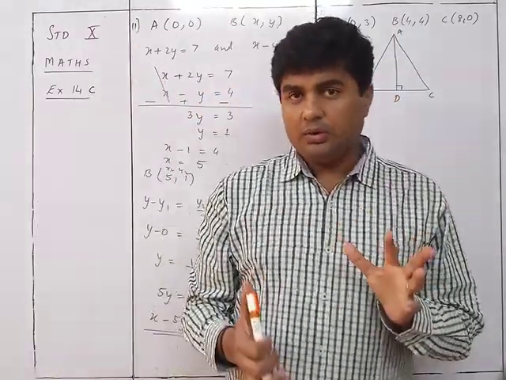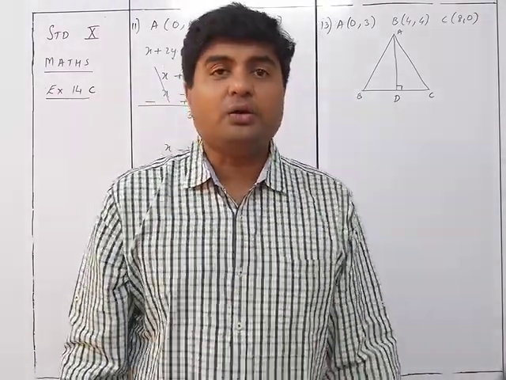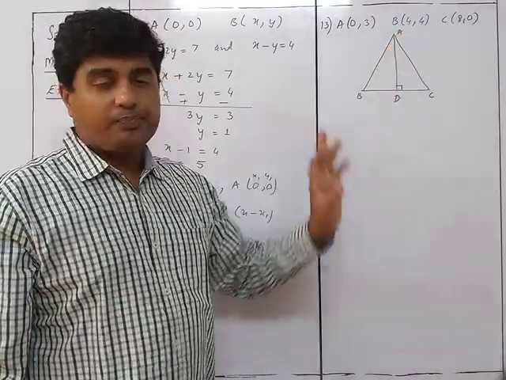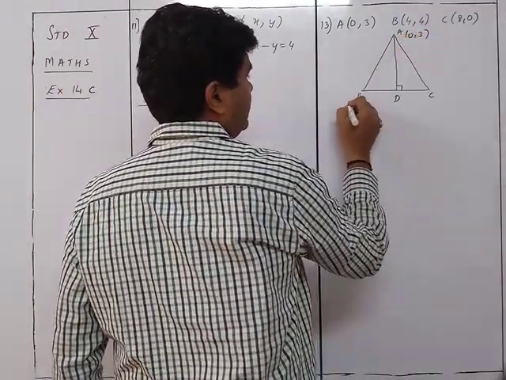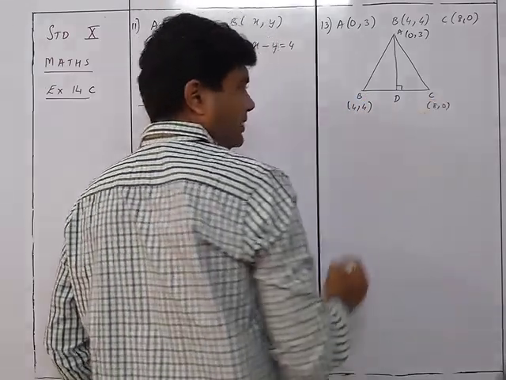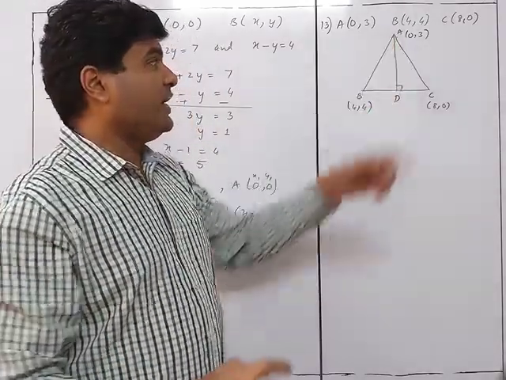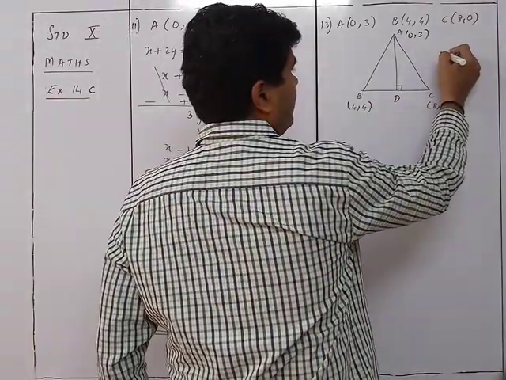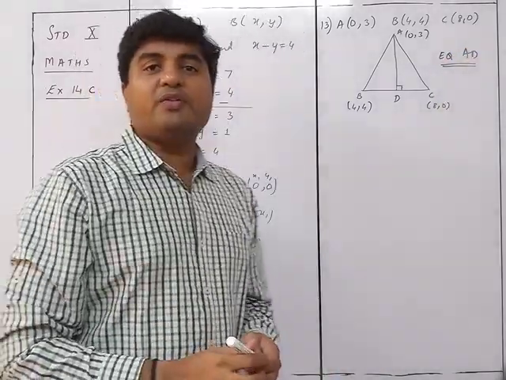Okay, so now think it over. By any means, can you find out? See, I want the equation of line AD. What I have got is this is (0, 3), this is (4, 4), and this is (8, 0). Fine. I have got these details. I want the equation of AD. For the equation of AD, what do I need?